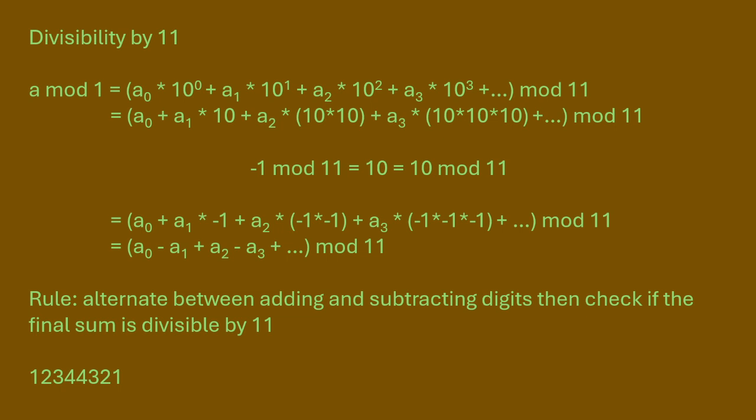So for example, our number 12,344,321. We alternate the digits, and that gives us 0. 0 is divisible by 11. Thus, 12,344,321 is also divisible by 11. Now, for a quick recap.